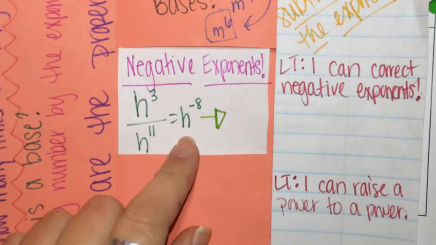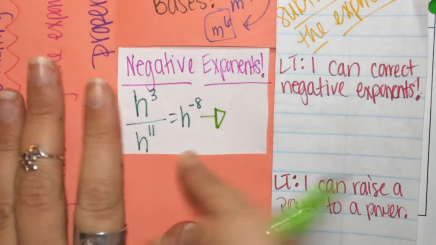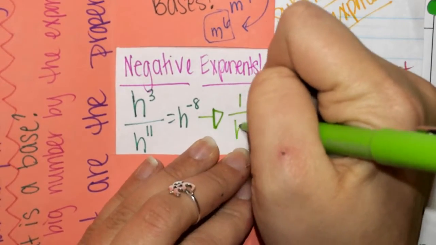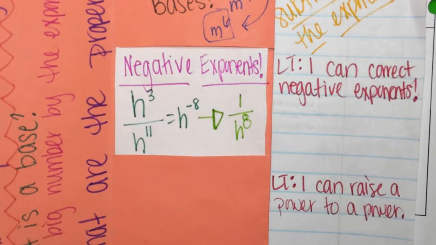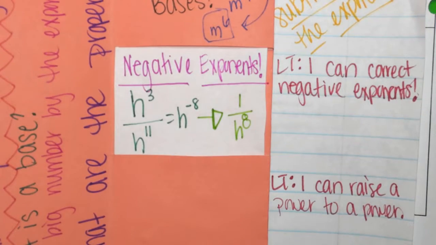So you flip this whole thing. Now, what invisible number is H hanging out over? A 1. Awesome. So if you flip it, it would become 1 divided by H to the 8th. That's it, because that's what happens when you have the negative. You flip it. So if you get a negative answer when you're dividing, then you just flip it.